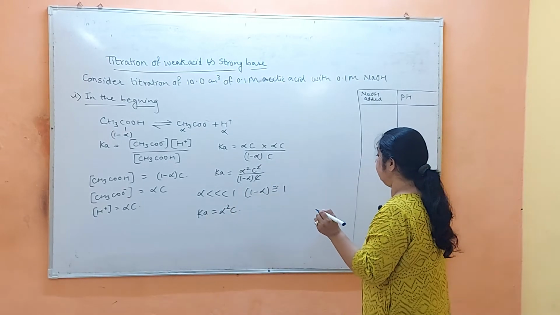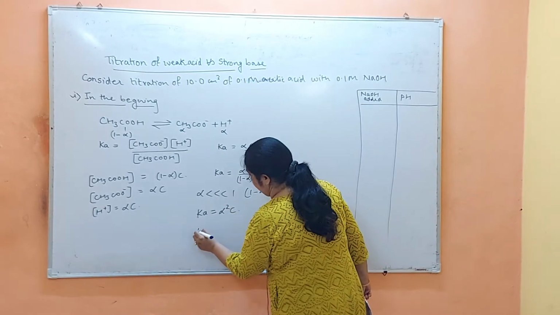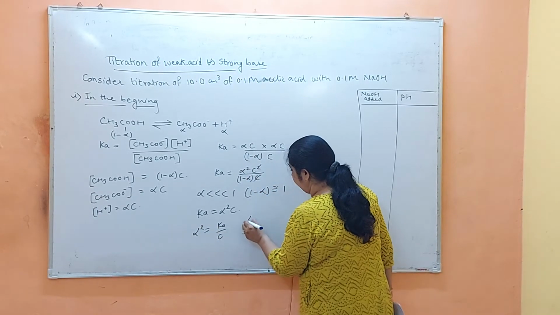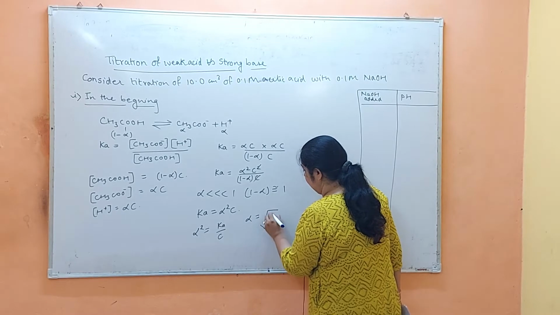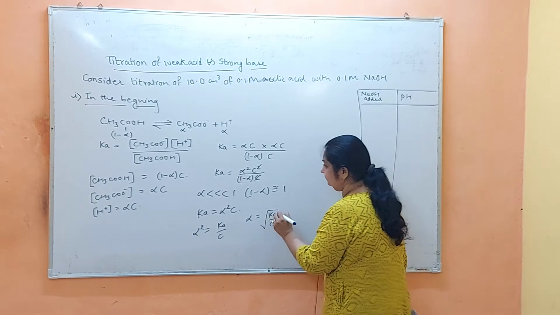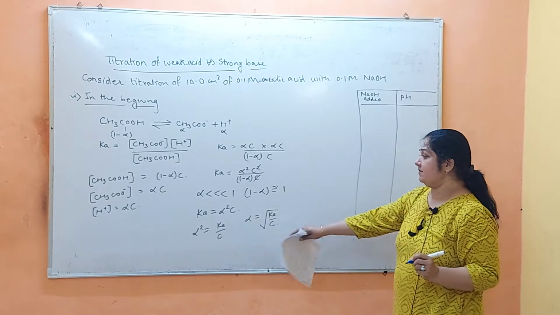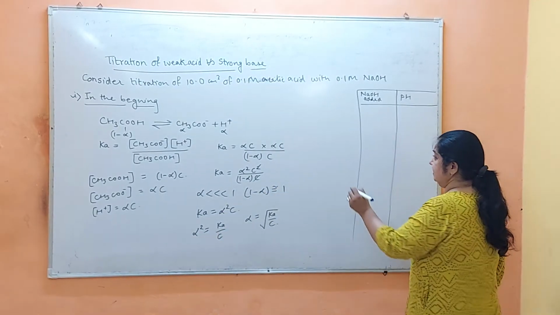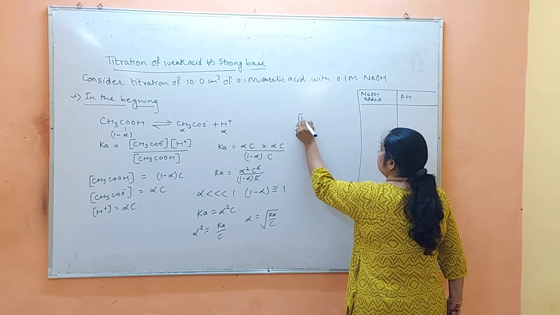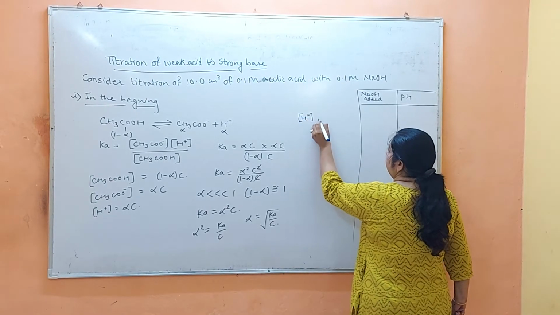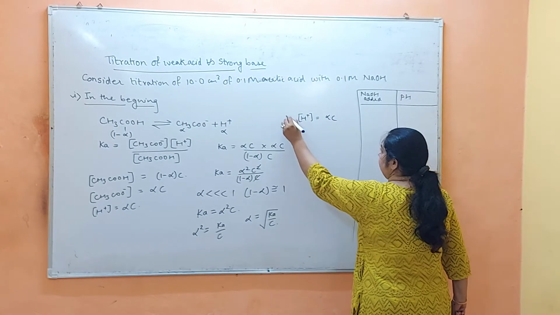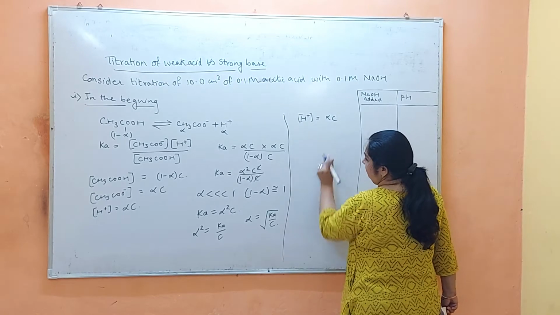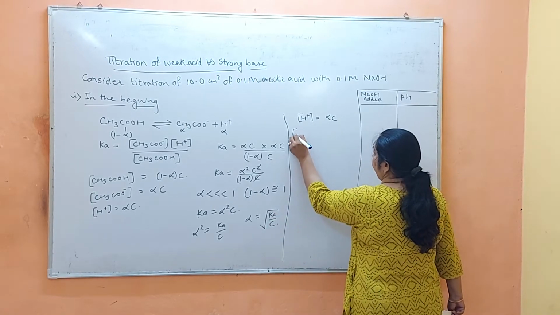So now we can calculate the value of alpha. So alpha square will be equal to Ka by C, so alpha will be equal to under root Ka by C. Alright. Now please try to understand that H+ is equal to nothing but alpha C. So H+ concentration is equal to alpha C. So here we can take it as alpha C equals under root Ka C.